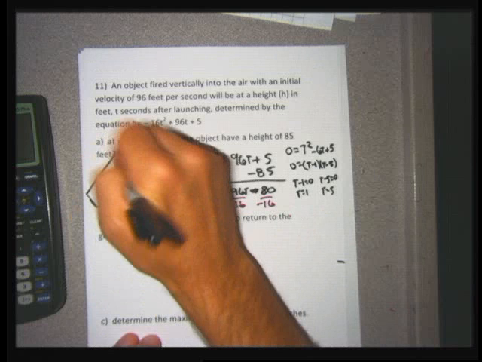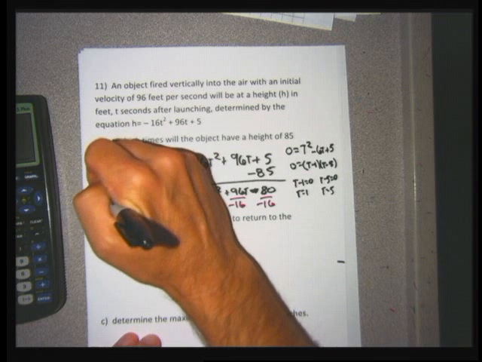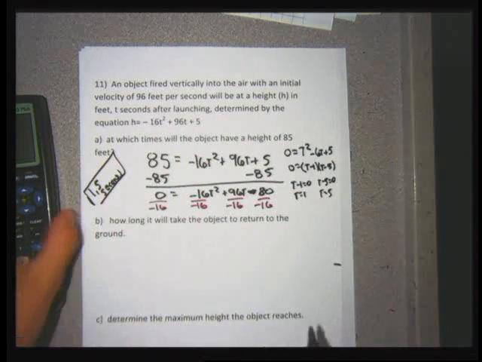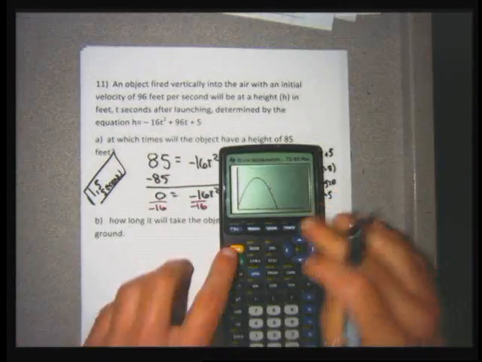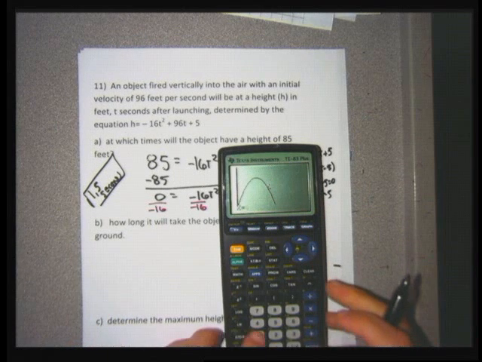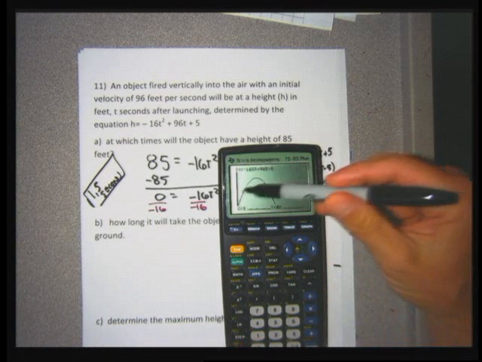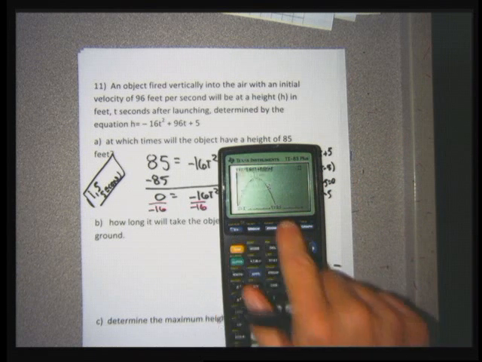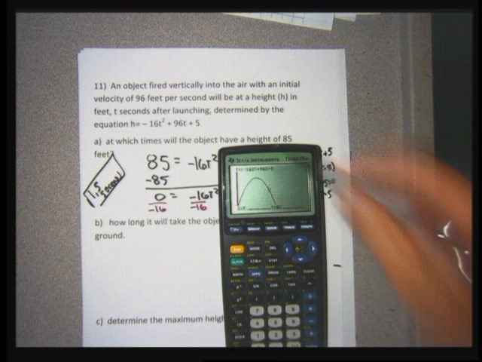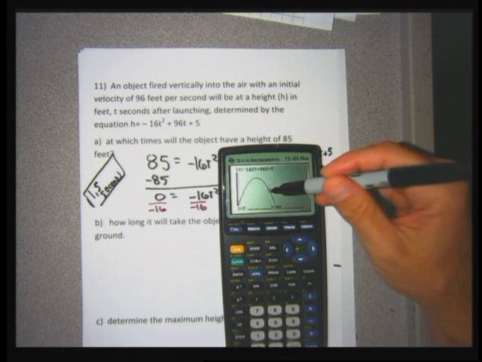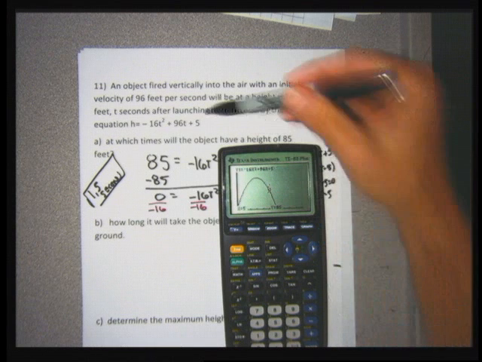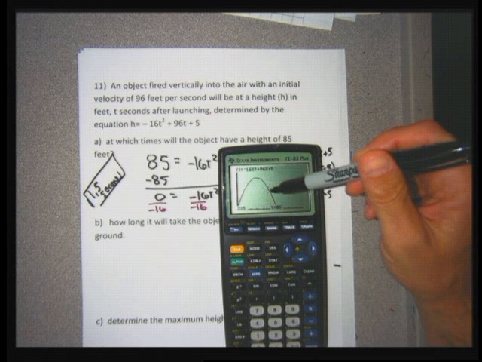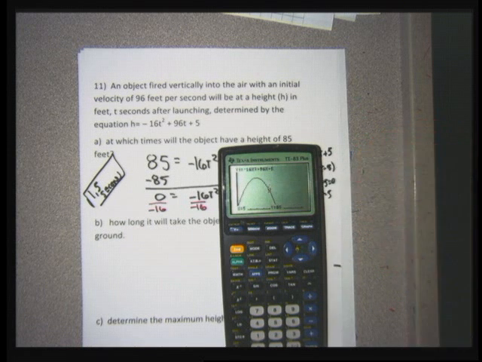So this says at 1 and 5 seconds, the ball is going to have a height of 85 feet. Which means if I go to my graph, I do second calc value, type in 1, it's going to show me at 1 second, it's 85 feet in the air. If I do the same thing, do second calc value and type in 5, it also shows me at 5 seconds it's at 85 feet. So it starts at 5 feet up, at 1 second it's at 85 feet, and then it goes up to its top, and then again at 5 seconds it's back again at 85 feet.